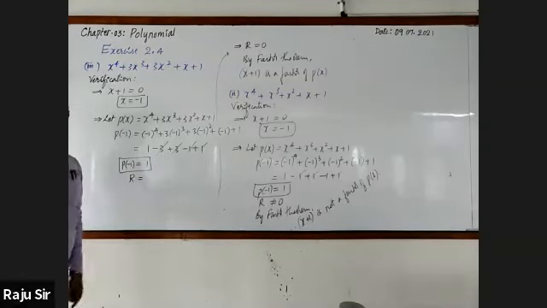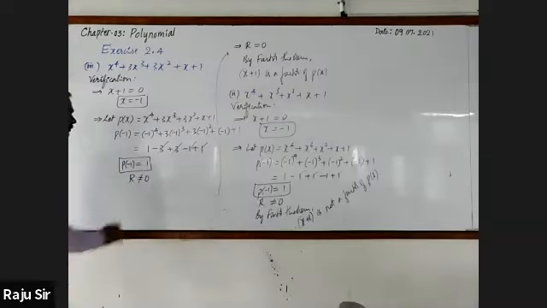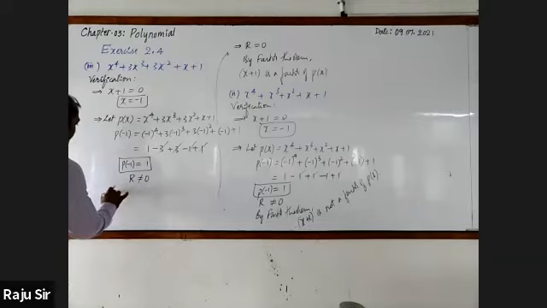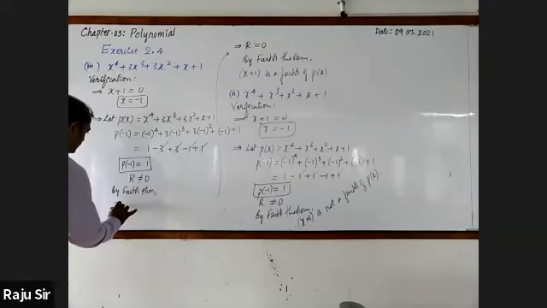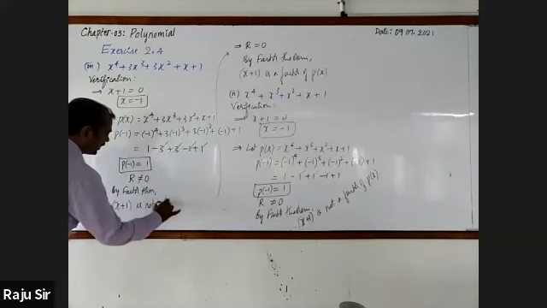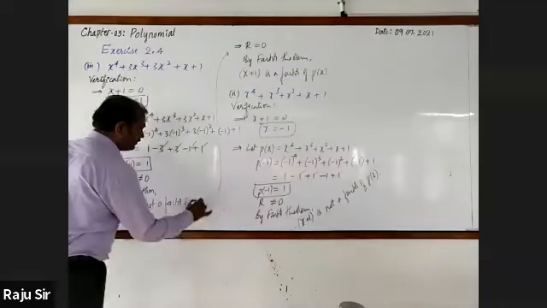P of minus 1 is equal to 1, which is the remainder. Is it equal to 0? Not equal to 0. The remainder is not equal to 0. So by factor theorem, x plus 1 is not a factor of p of x.